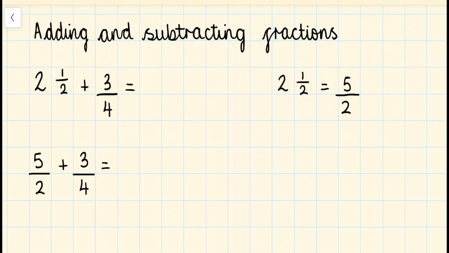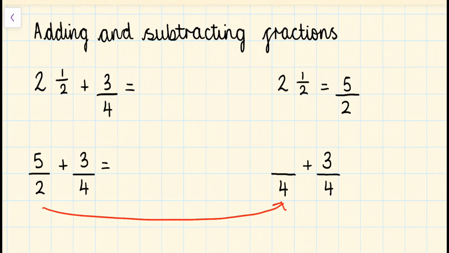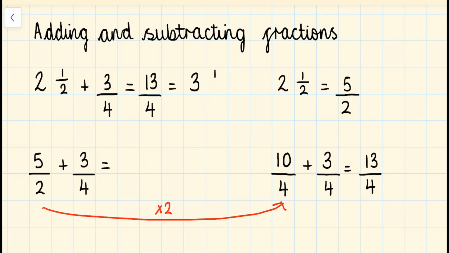Then we follow the same steps as before. So we've got 5/2 add 3/4. We're going to find a common denominator by either multiplying the two denominators together or seeing if one goes into the other. In this example, 2 goes into 4, so we're going to turn them both into quarters. So the only one that needs to change is the first one. We ask ourselves, what have we done to 2 to get to 4? We've multiplied it by 2, so we do the same to the numerator of 5, and we get 10. So we get 10 quarters add 3 quarters is 13 quarters. So 2 1/2 add 3 quarters is 13 quarters. And what I've done then is I've converted it back into a mixed number of 3 1/4.